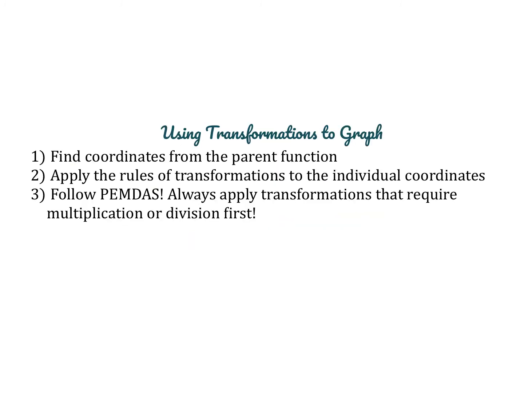Now we're going to be using our transformations to help us graph. So we can do this for any type of function, and the rules are the same, again, for any type of function. So first, you can find coordinates from the parent function of your graph, and then apply the rules of transformations to the individual coordinates. So we're going to add, subtract, multiply, maybe multiply by a negative, depending on what you're trying to do.